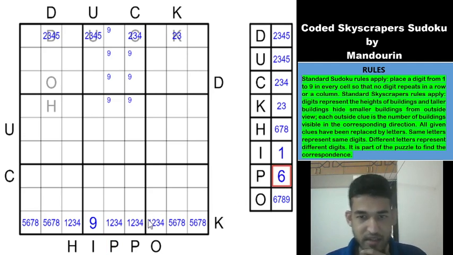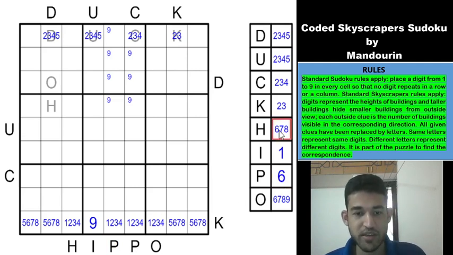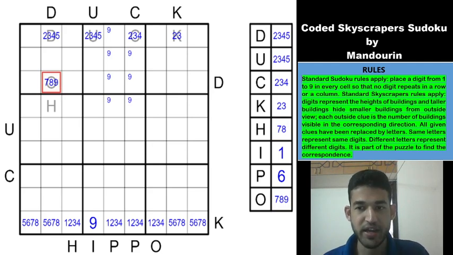So which means that I can remove the 6 from here and 6 from here. So 7, 8 and 7, 8, 9. Let us substitute the values here. O is 7, 8, 9 and H is 7 or 8. Okay.